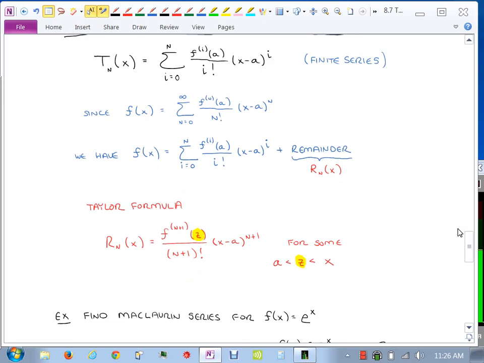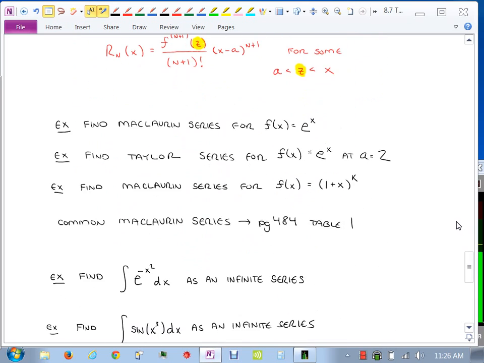All right, so talk about a little more there. So here are some examples. Find the Maclaurin series for each of these. So this is all examples now.